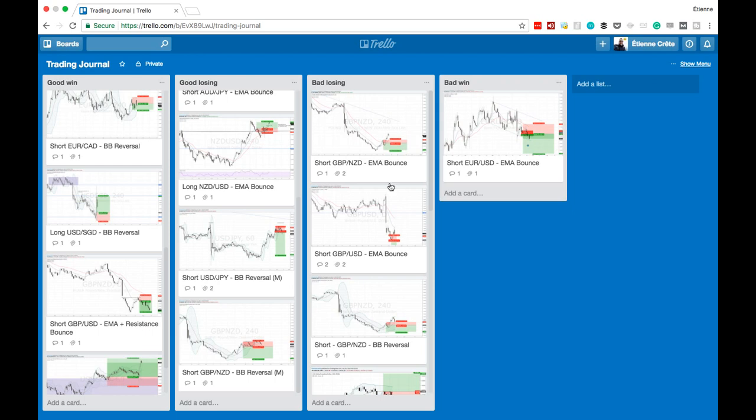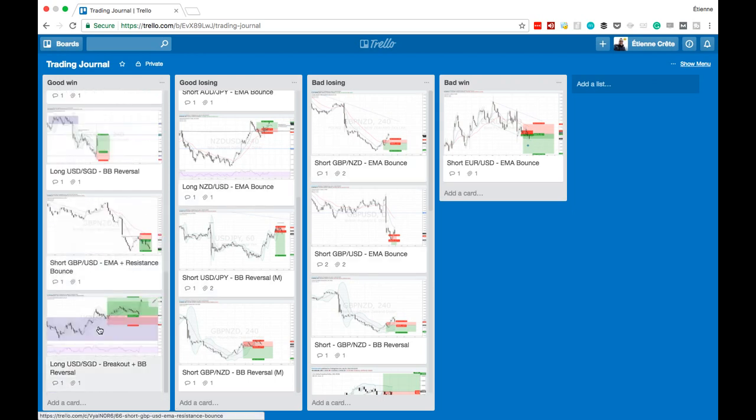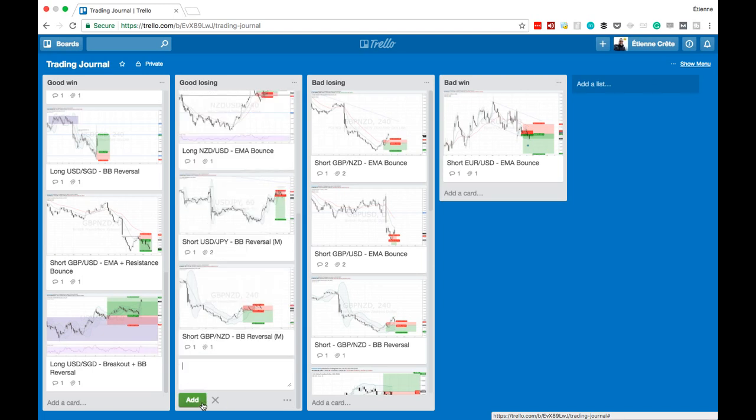And then from here, I'll just go to whatever part I'm at. Let's say this is a good losing trade. I'll go here, I'll put whatever I want to put. Let's say that was a short.